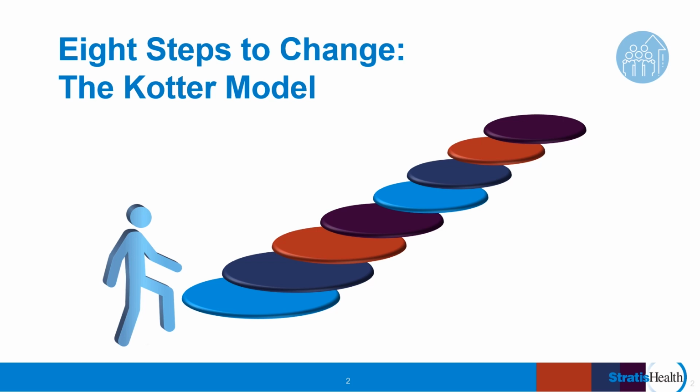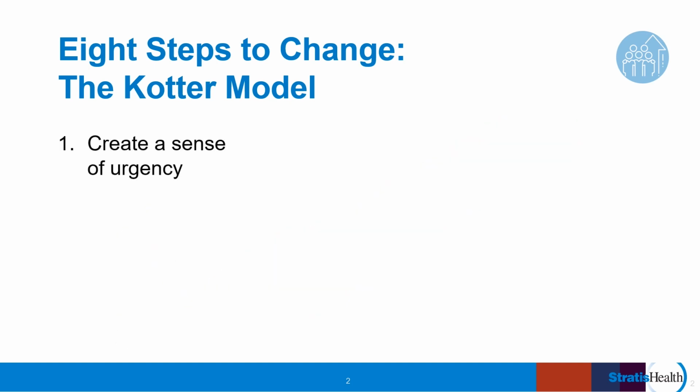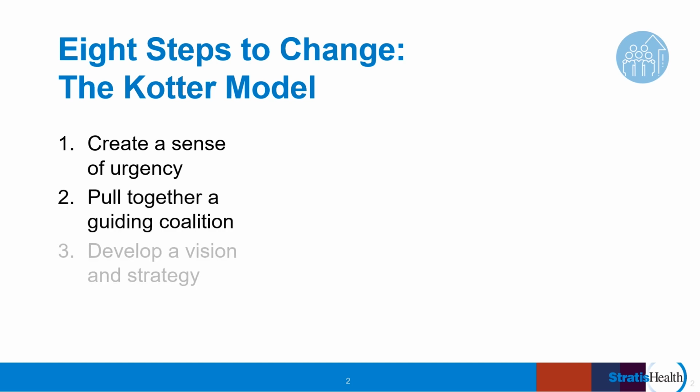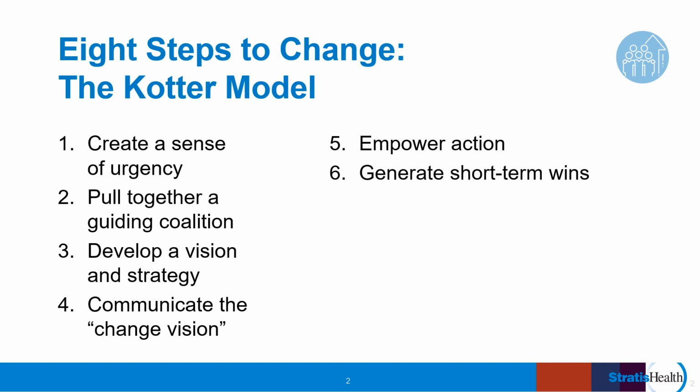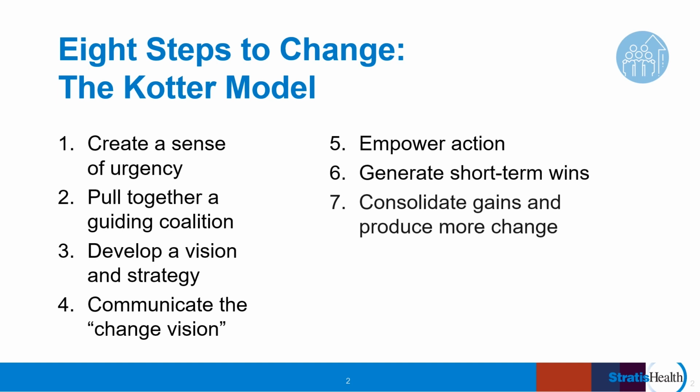To initiate and move the change process forward, Kotter proposes these 8 steps. Create a sense of urgency. Pull together a guiding coalition. Develop a vision and strategy. Communicate the change vision. Empower action. Generate short-term wins. Consolidate gains and produce more change. Anchor new approaches in the culture. We'll look at each step a bit closer now.